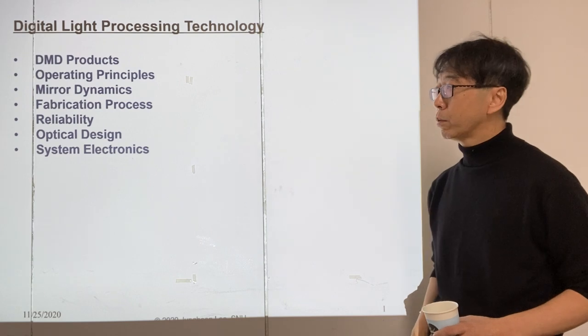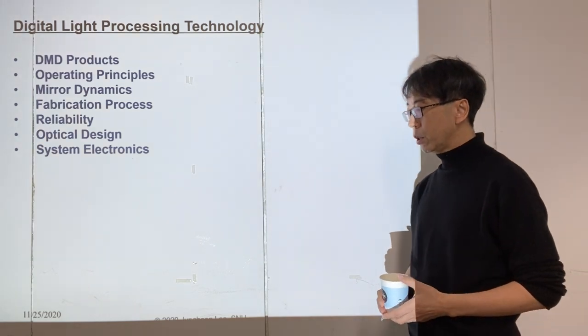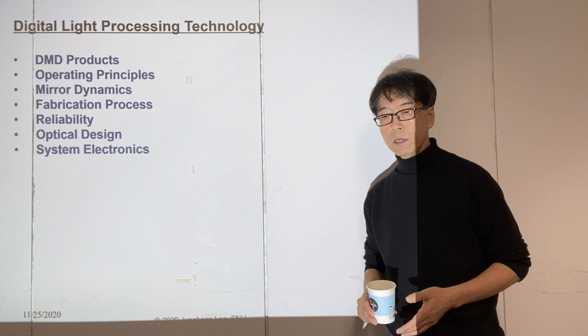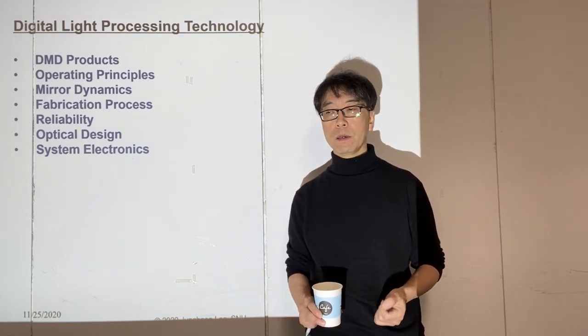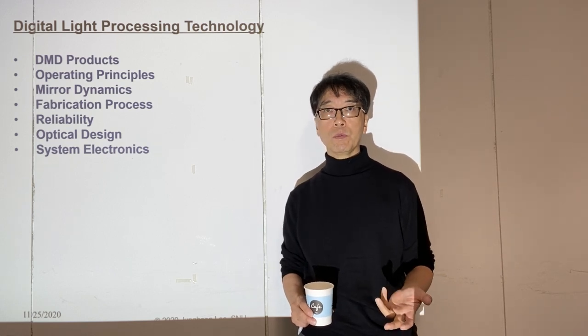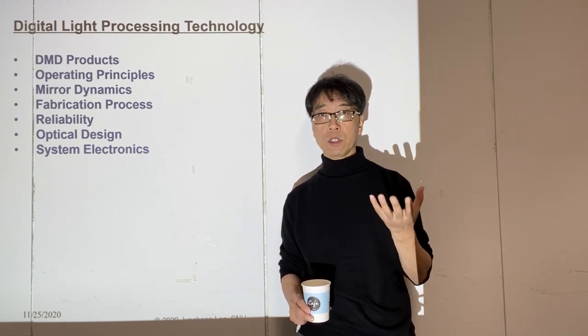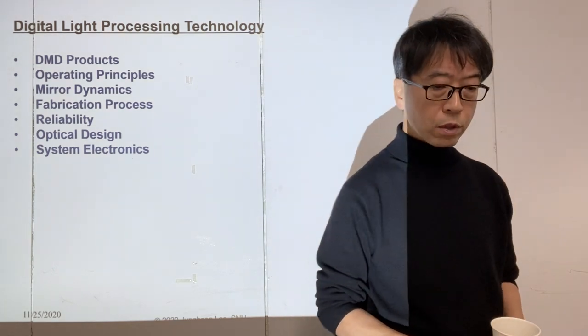You guys probably heard about digital light processing. When you go to the cinema, sometimes you can watch the digital cinema, right? The recording of the movie itself was done by a digital process, not film anymore. And the projection in the cinema is enabled by using this digital light processing projector. It's called the digital light processing technology.